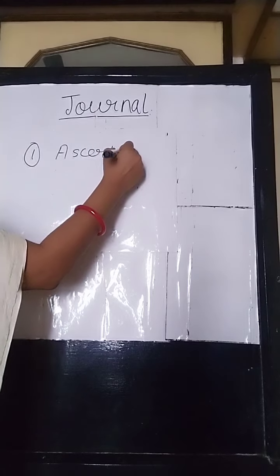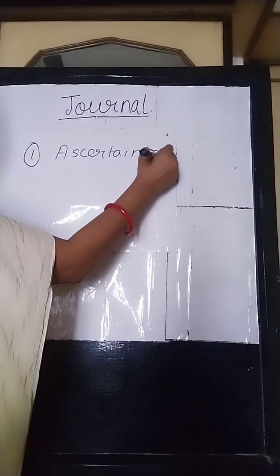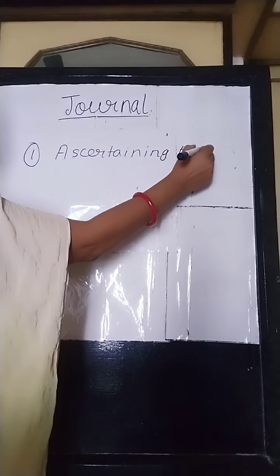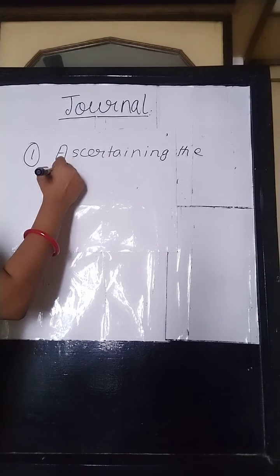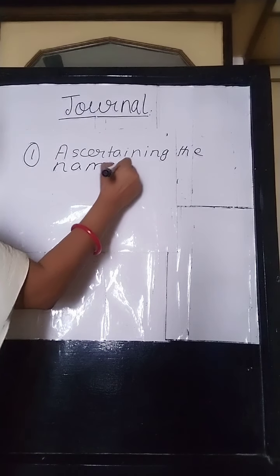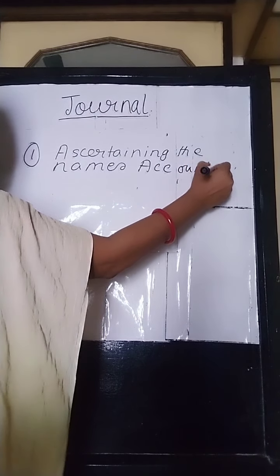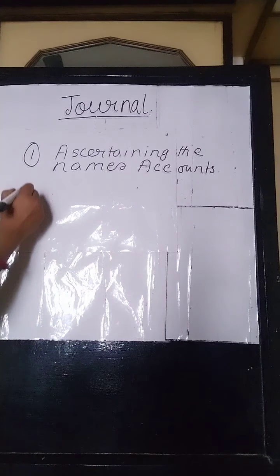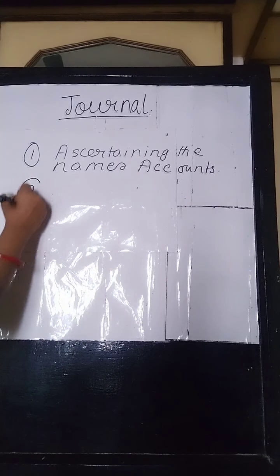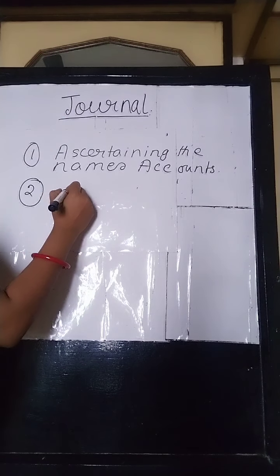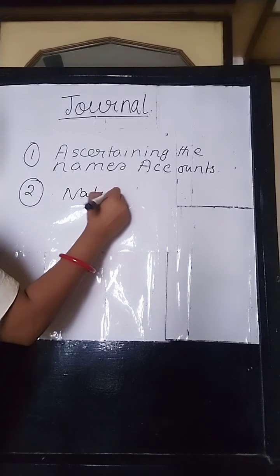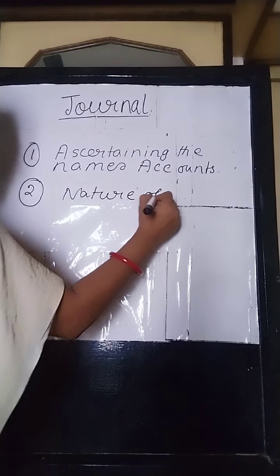ascertaining the names of accounts. First you have to ascertain the name of accounts. Number two, what you have to do is ascertaining the nature of accounts. Then you have to find out the nature of accounts.